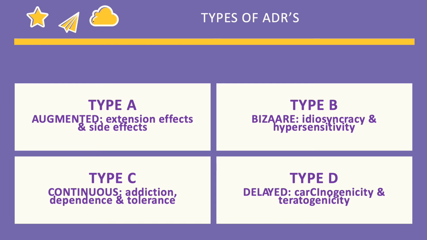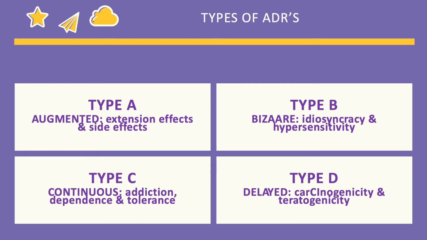Now for your type B, which is called bizarre, it is uncommon, rare, and unpredictable. It's not dose related or dependent. It's not reproducible. It has no relationship to the pharmacological action of the drug. It is often serious and fatal. So we have two subtypes, idiosyncrasy and hypersensitivity.